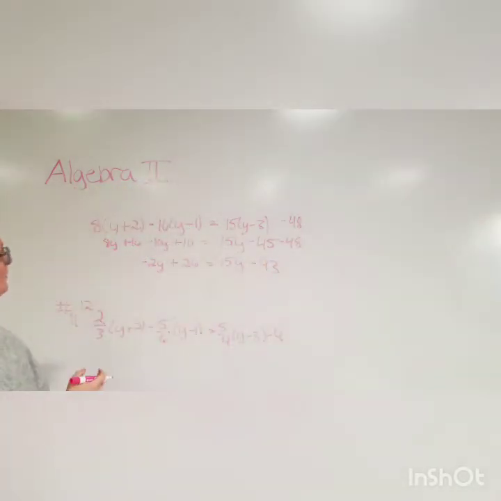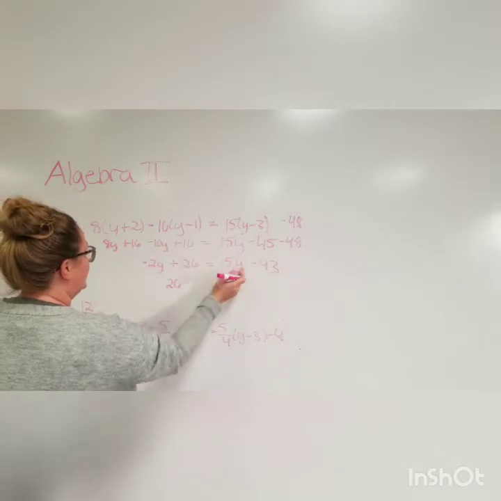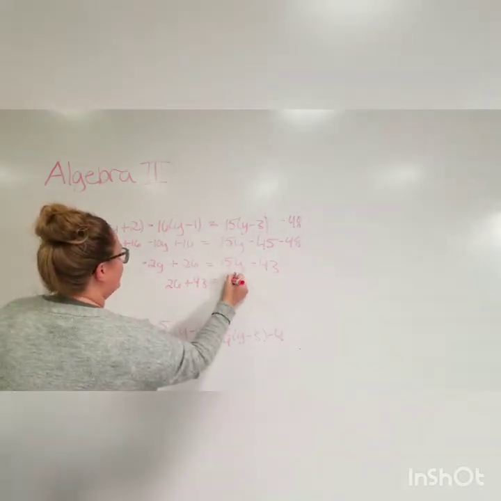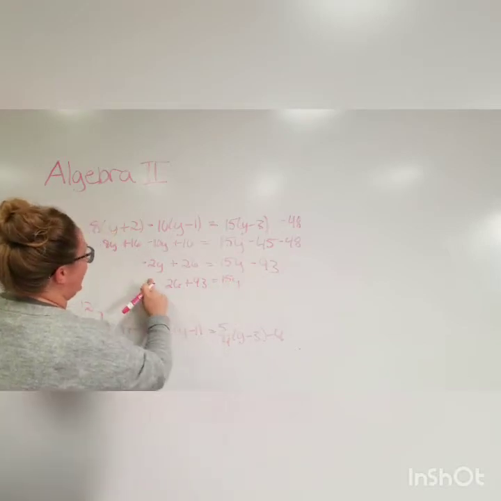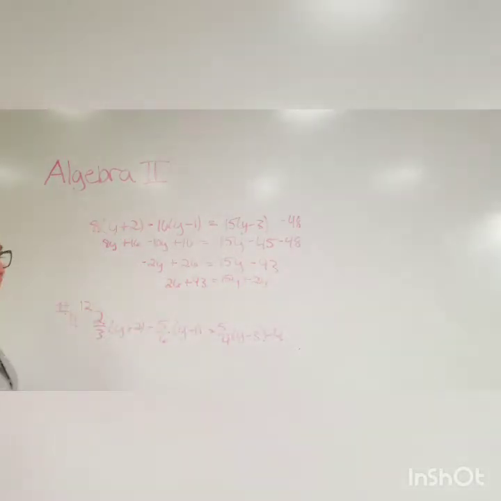All right, now put all your like terms on either side of the equation. So we'll leave our 26 right here and bring the 93 over. It was negative, so on this side we're going to add 93. Over here, we already have 15y, and we're going to add the 2y. So add your like terms and then divide, and you'll have the answer.